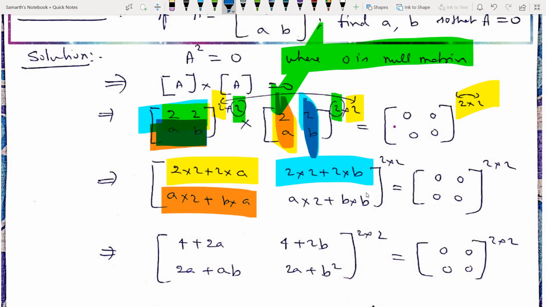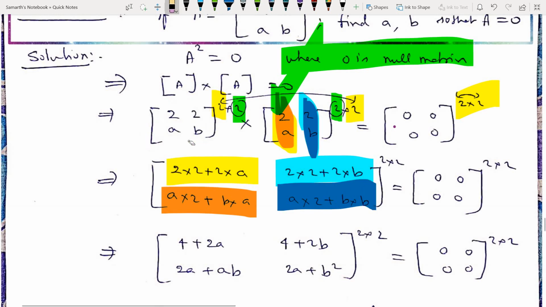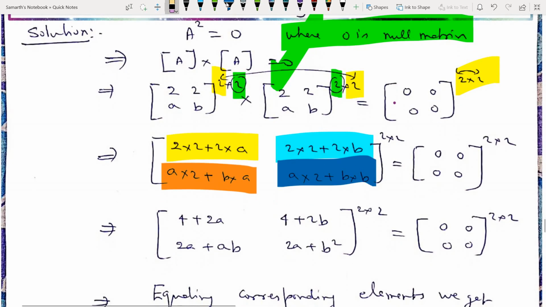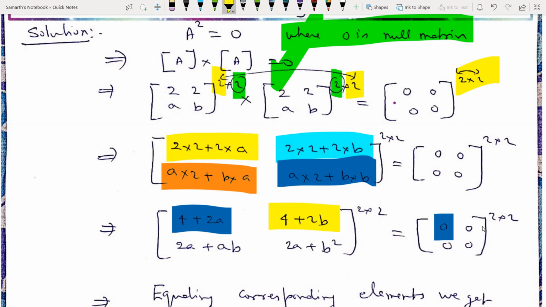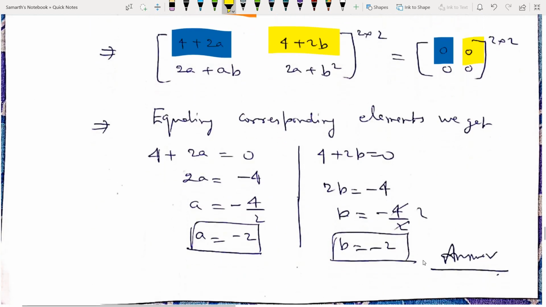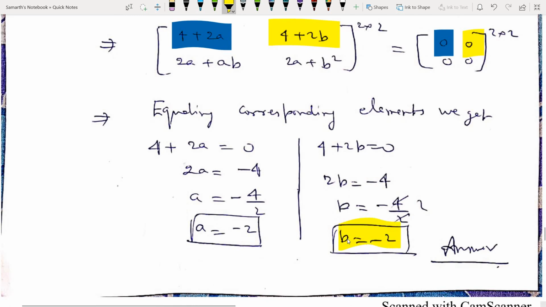So equating corresponding elements, because these two matrices are equal, I have equated the corresponding elements. Like 4 plus 2a is equal to 0. I have got the value of a as minus 2. Okay, a as minus 2, and 4 plus 2b equal to 0. I have got the value of b as minus 2.